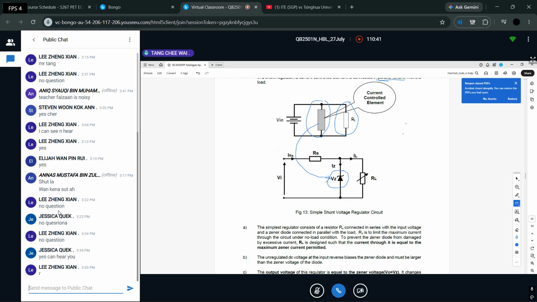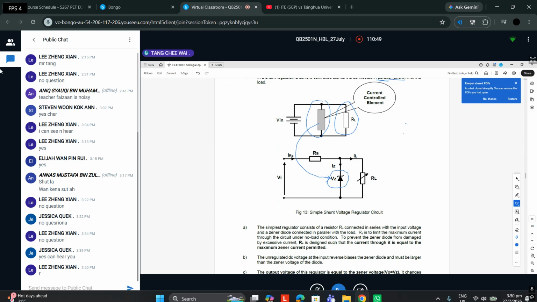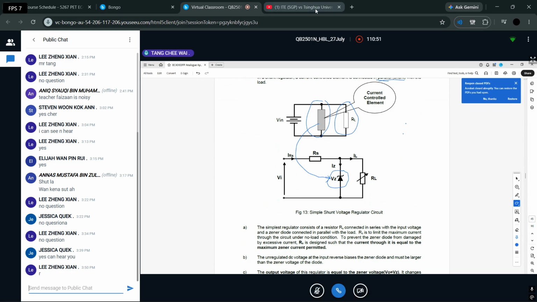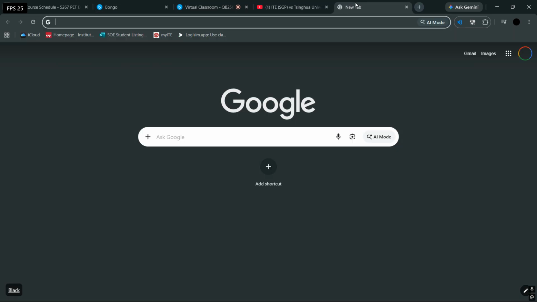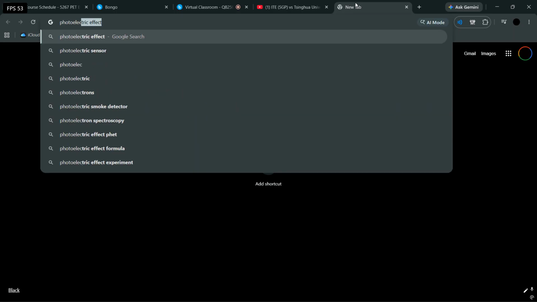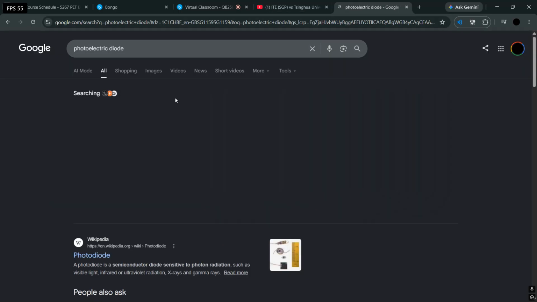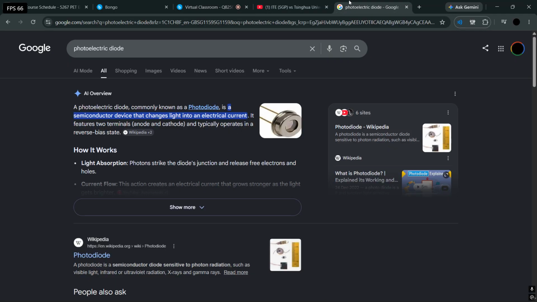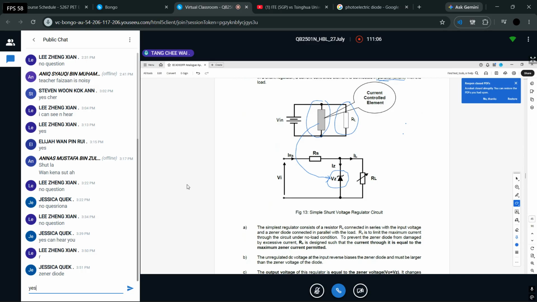This one that I just circled, which they call the current control element, looks like a diode. It's a diode, but what kind of diode is that? It's a very special type of diode. Yes, correct, Jessica, you're right. That's a Zener diode.